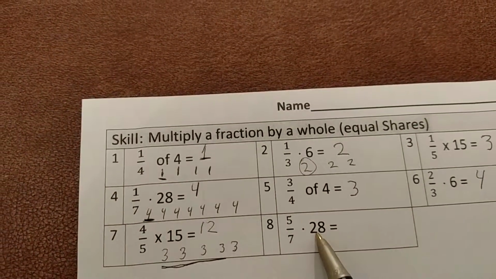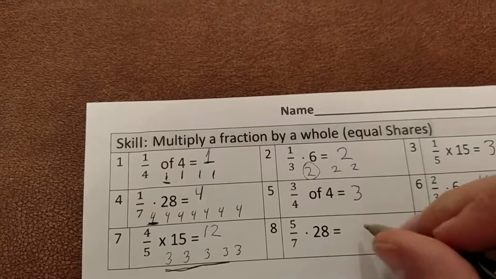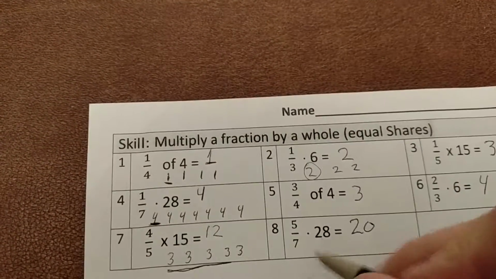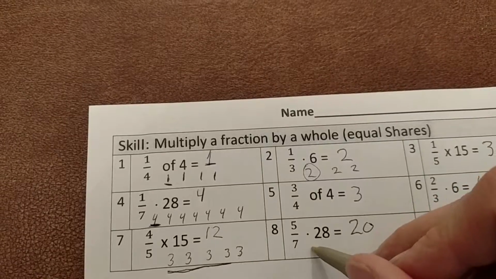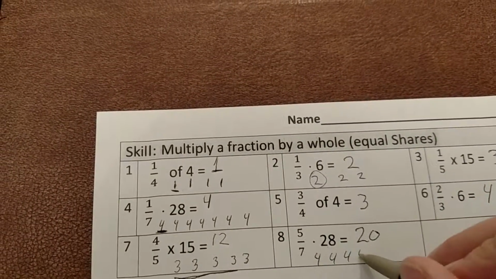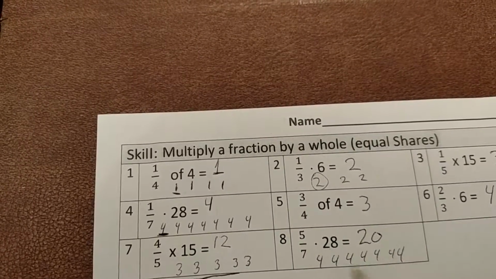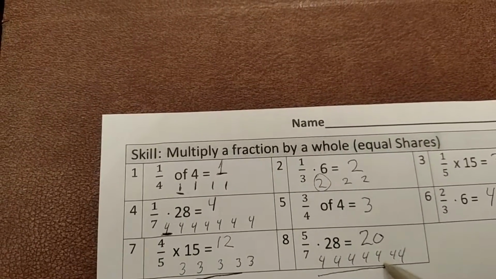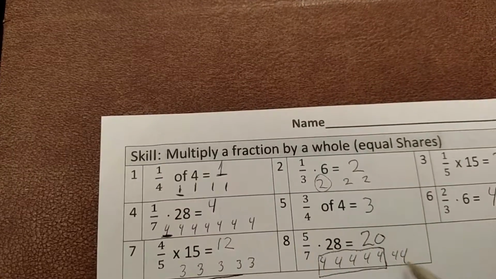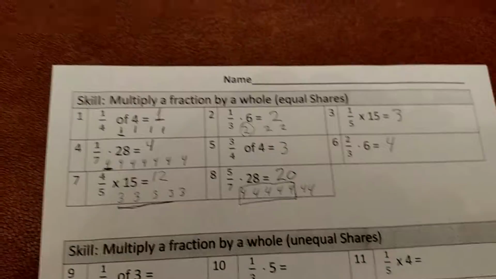7 goes into 28 4 times. 4 times 5 is 20. So we can see it. Here's 28 into 7 groups. 4, 4, 4, 4, 4, 4, 4. So that's 4 times 7, which gives us 28. 5 of those groups would be this much. That's 5/7 of all those 4, which gives us 20. So that's how they can do that.